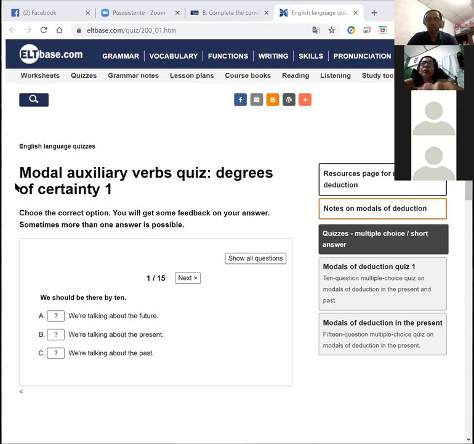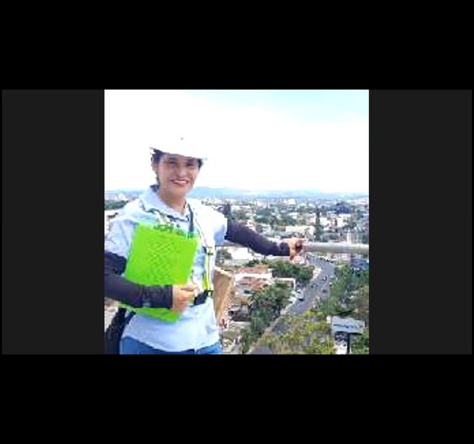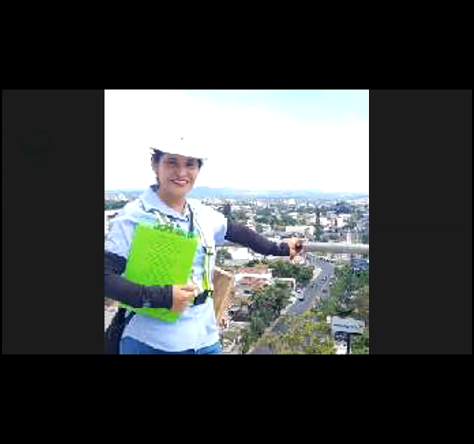Okay. First quiz. Degrees of certainty, one. Choose the correct option. Sometimes more than one answer is possible. We should be there by 10. We're talking about the future. There is a small possibility we will arrive by 10. I'm sure we will arrive.